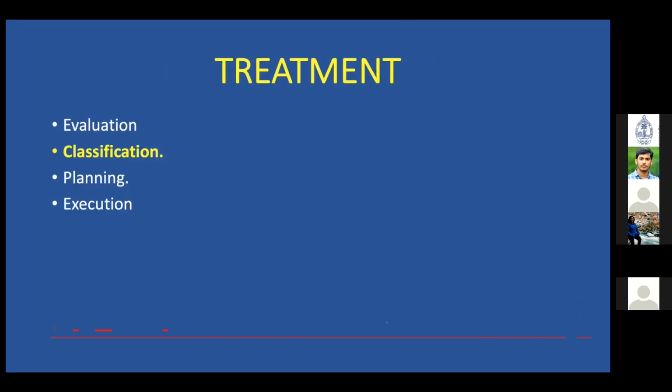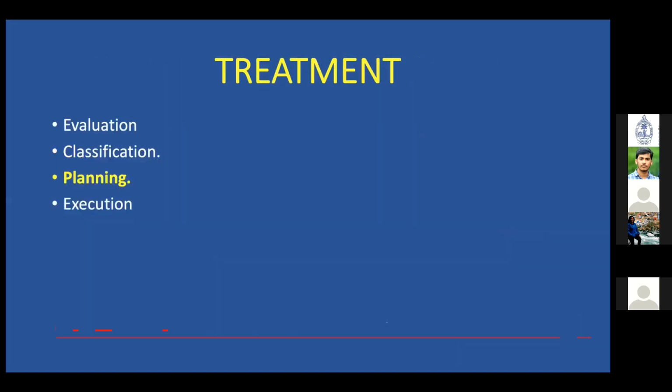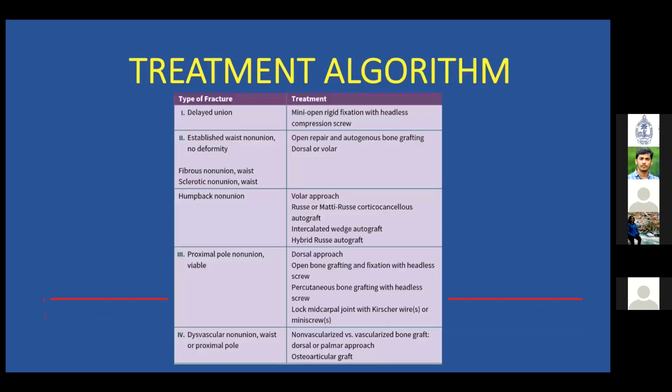Next comes the classification. This is the classification for the non-union, not for the scaphoid fractures. This is the non-union classification. It was described by Gisler. So next is the planning. So what are the treatment aims? What all things do we have in mind when we try to treat a scaphoid non-union? The first is pain relief. Second is improved function. Third is the prevention of late onset painful post-traumatic osteoarthritis.